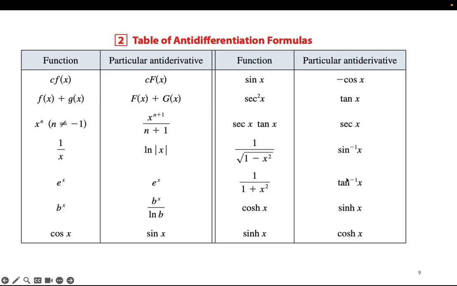Same thing for inverse sine, inverse tangent. You don't have to worry about these hyperbolic sine, cosine. So don't worry about that for this course.